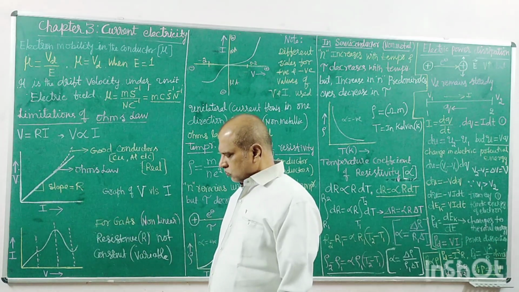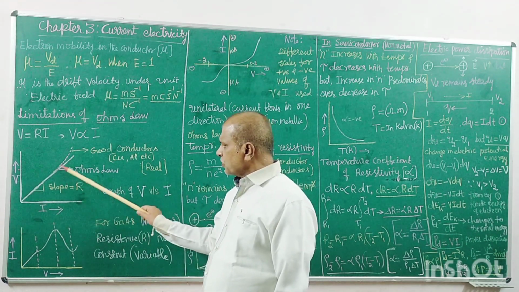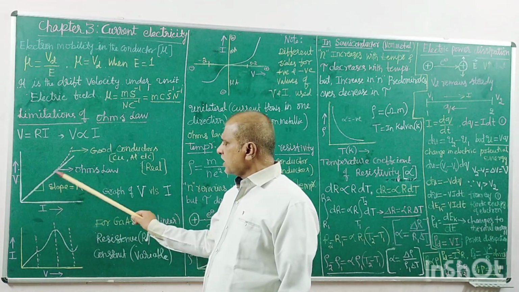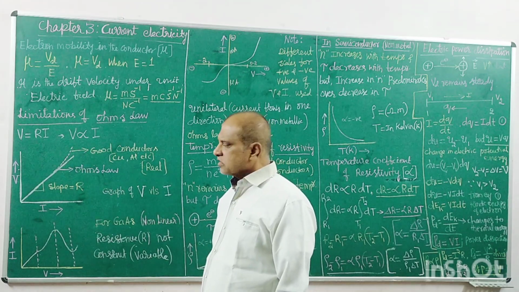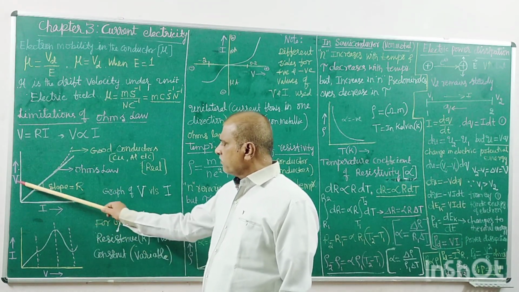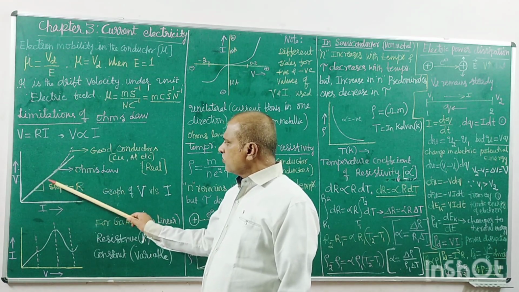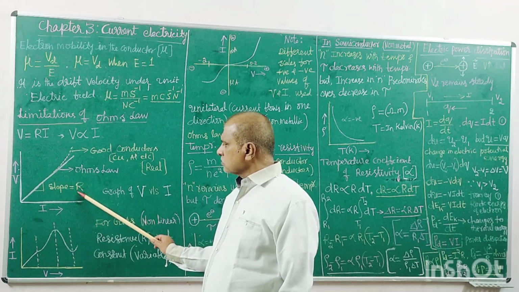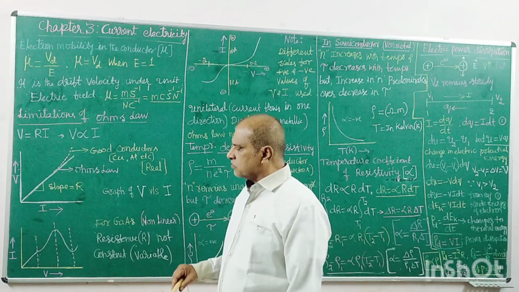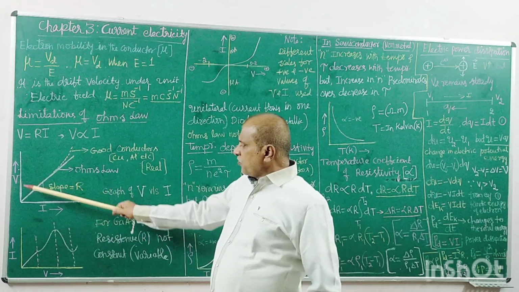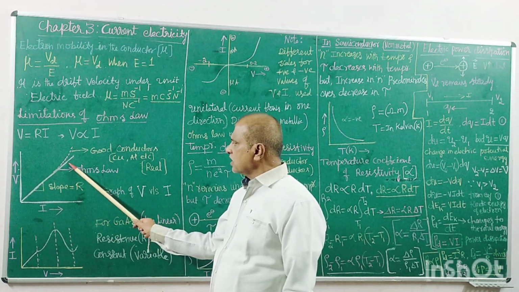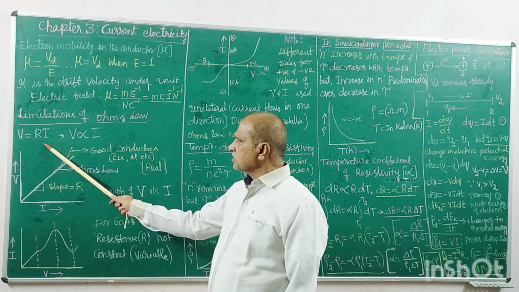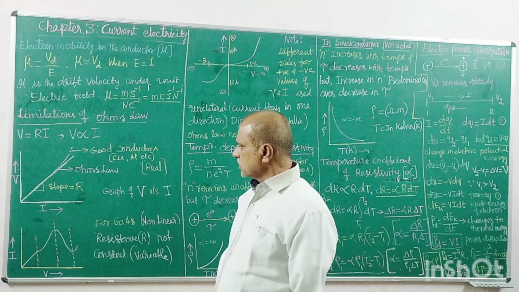Straight line means linear relationship. There is a linear relationship between V and I, a straight line. So for a straight line, the slope remains constant at all points. Slope is equal to R, that is, the electrical resistance is a constant at all the values of V and I. That straight line is the graphical representation of Ohm's law, as well as the mathematical representation of Ohm's law.